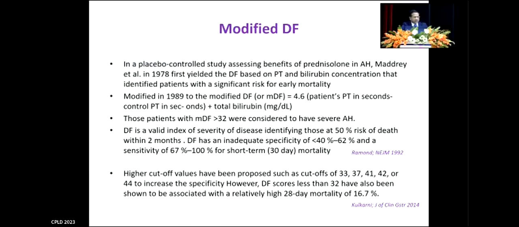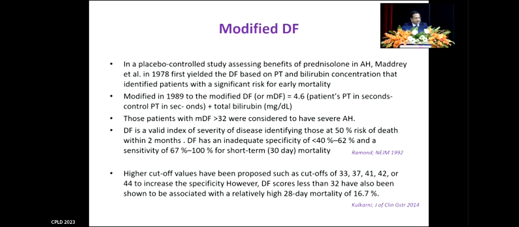Now, the modified discriminant factor. This is something we've all grown up with. I think MELD came later. Even when we were residents, we all worked with the discriminant factor. Maddrey et al. first gave this score in 1978, which was based on prothrombin time and bilirubin, and they identified patients with significant risk for early mortality.